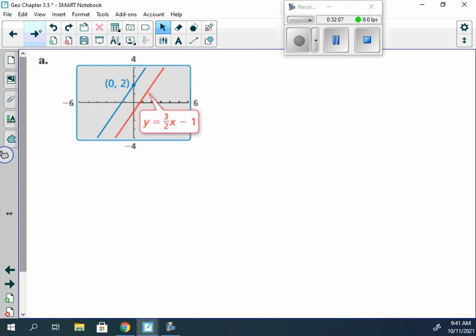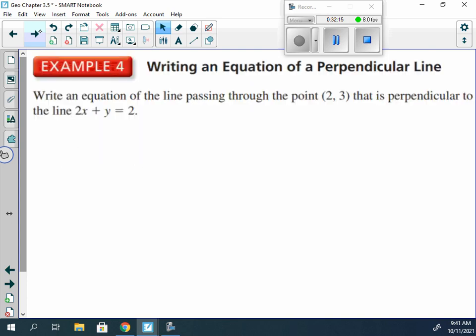How do we feel about finding these lines that are parallel? We feel good with this here? Okay. Let's look at this one here. So it's at the bottom of that page.